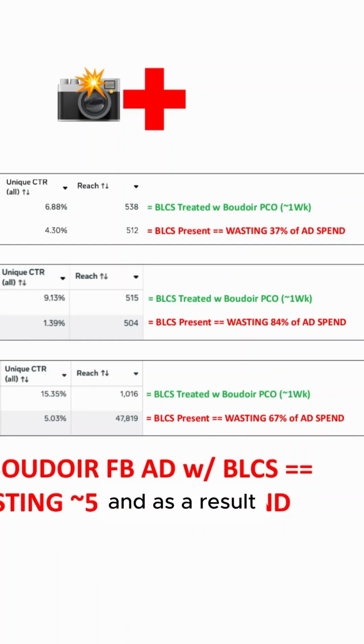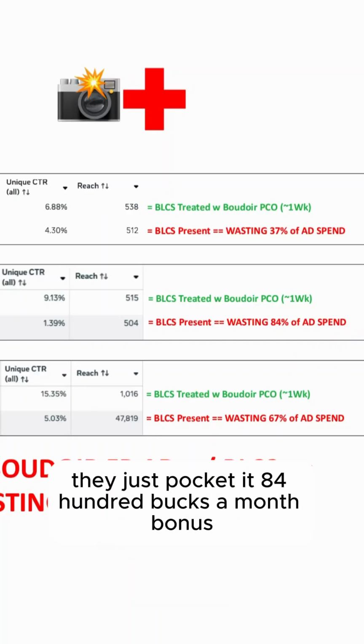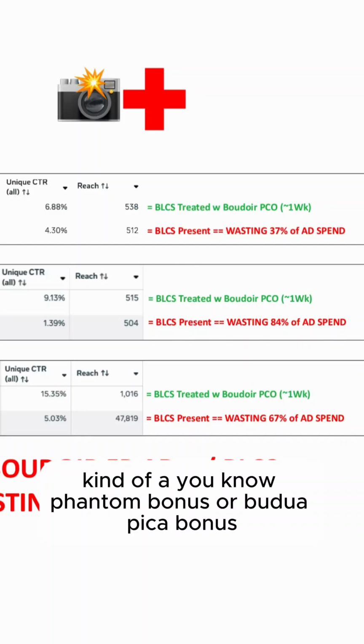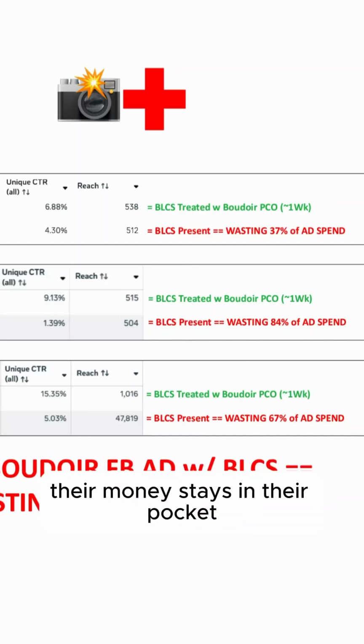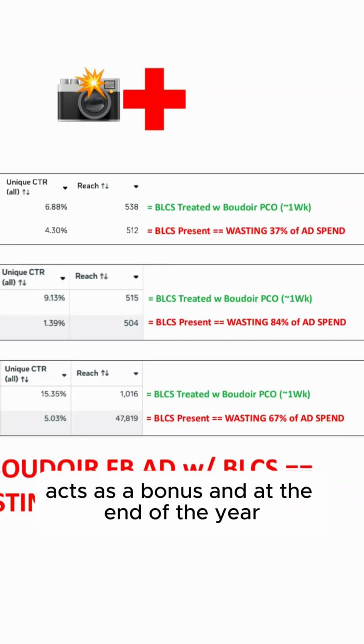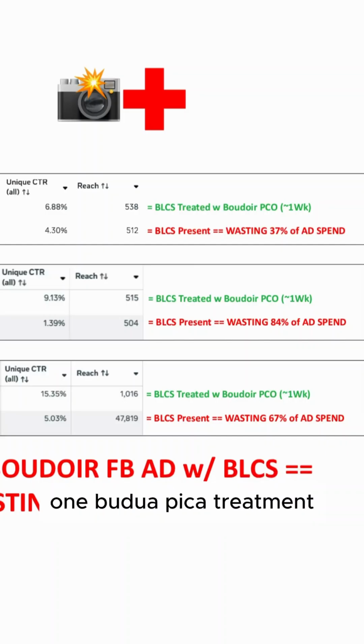And as a result, that difference, $8,400 a month, they no longer have to spend. They just pocket it, $8,400 a month bonus, kind of a phantom bonus or Boudoir Pico bonus. They just simply don't spend the money. It stays in their pocket, acts as a bonus. And at the end of the year, it's like a 100K bonus just from one Boudoir Pico treatment.